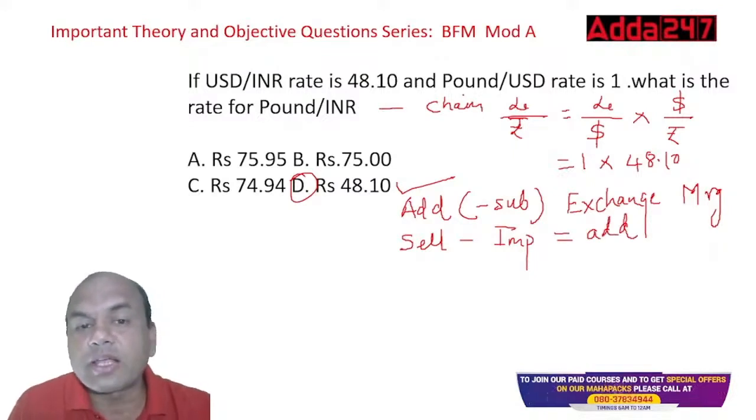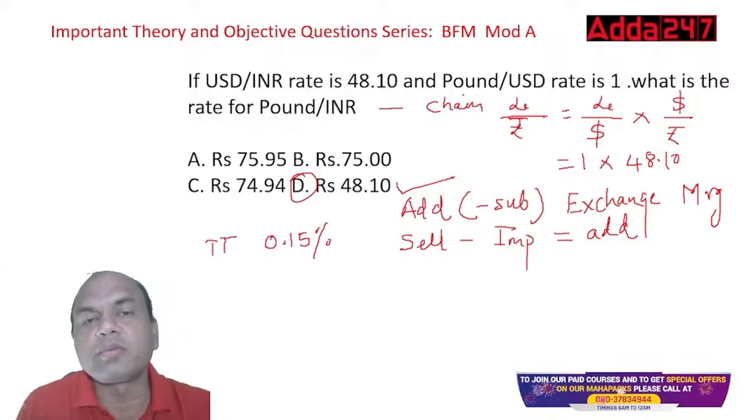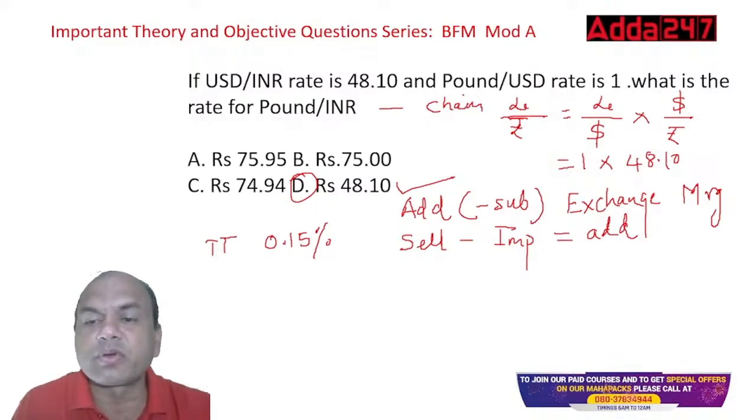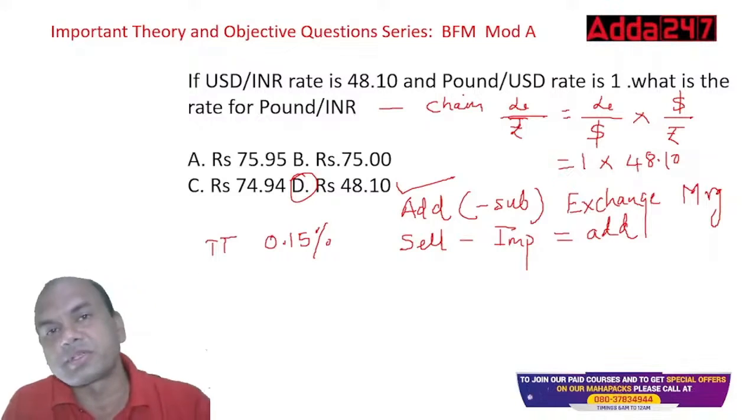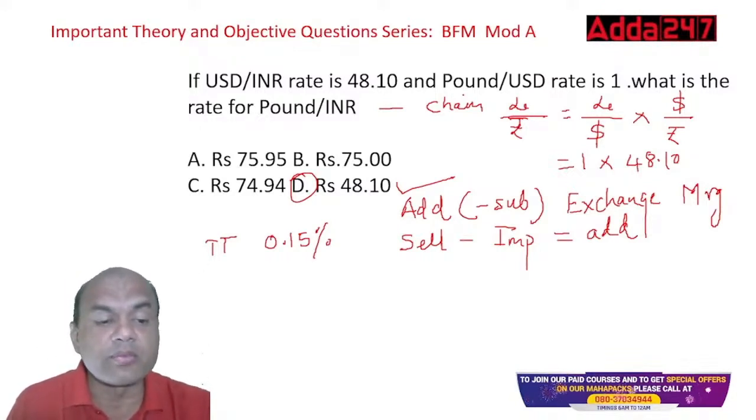It's not asked in this problem, but in the exam they'll definitely ask you some margin, like TT margin is, let's say, 0.15%. Now find the rate. TT margin is 0.15%. So what will you do? For the rate which you get, you'll first find out the TT margin: 48.10 into 0.15%. This is what you'll have to find out. So multiply this.